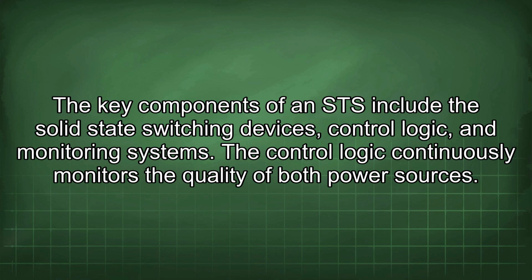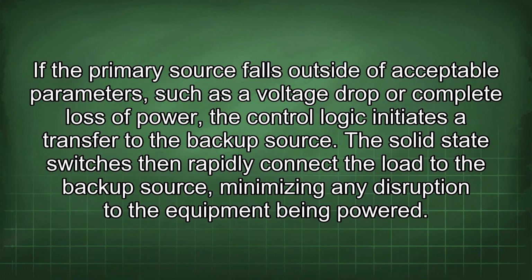The control logic continuously monitors the quality of both power sources. If the primary source falls outside of acceptable parameters, such as a voltage drop or complete loss of power, the control logic initiates a transfer to the backup source. The solid-state switches then rapidly connect the load to the backup source, minimizing any disruption to the equipment being powered.